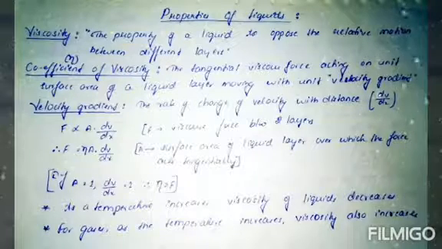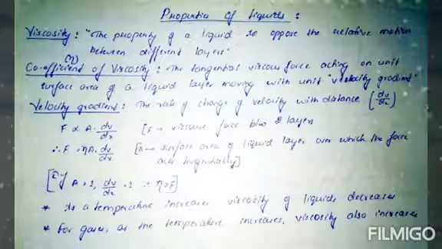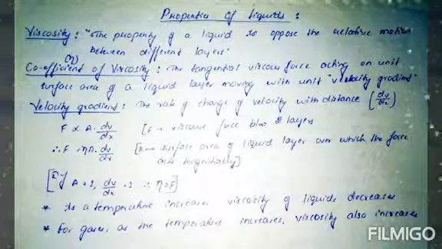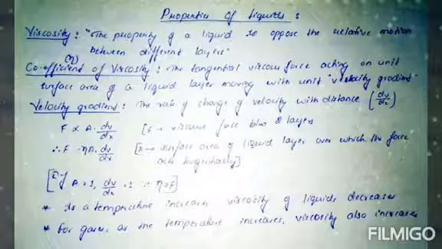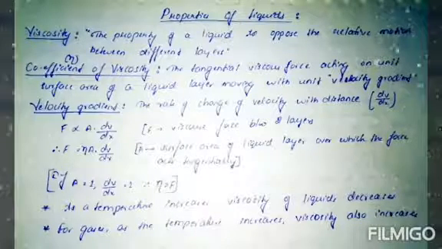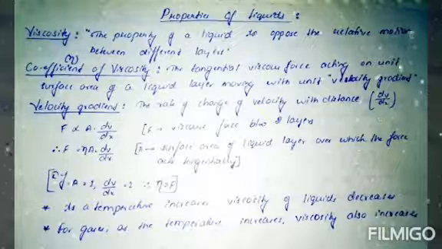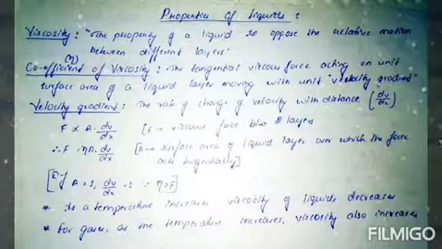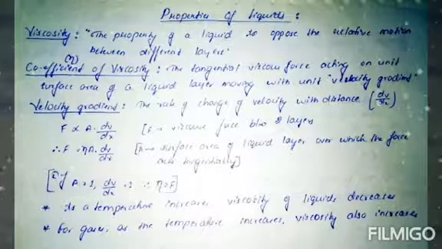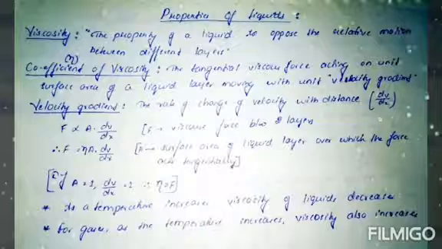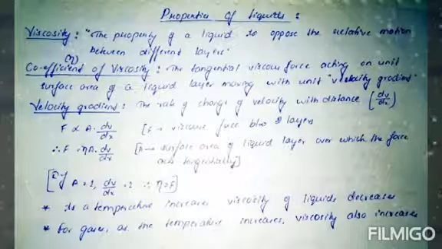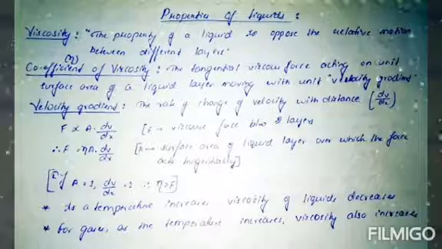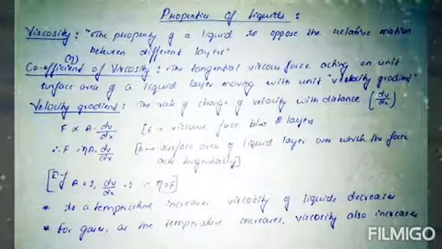Then what do you mean by coefficient of viscosity? It is the tangential viscous force acting on a unit surface area of a liquid layer moving with a unit velocity gradient. Here the viscous force acts tangentially on the surface area of the liquid. That is what is called the coefficient of viscosity. And what do you mean by velocity gradient? It is the change in velocity with distance.